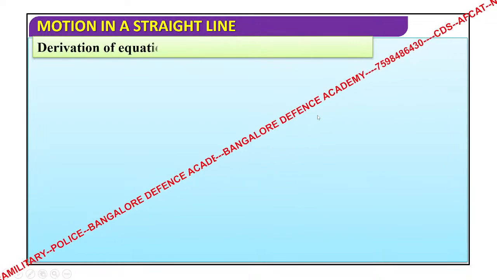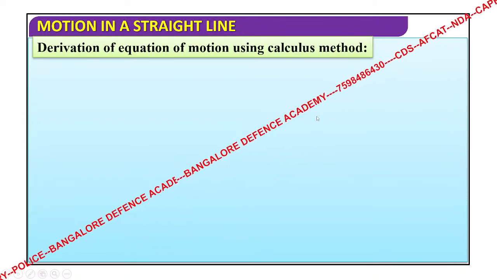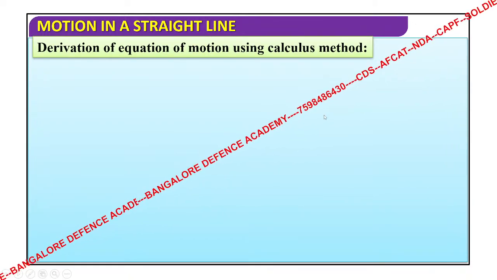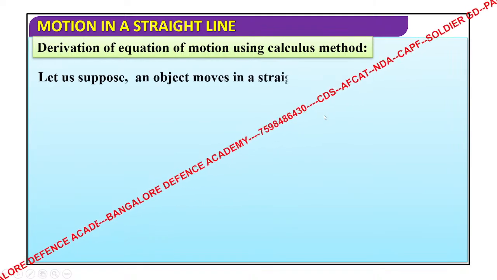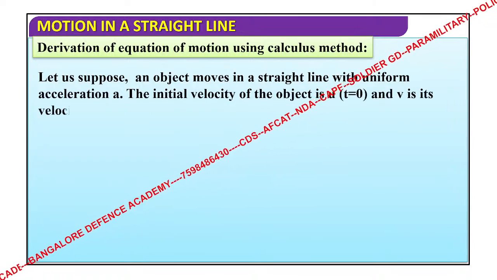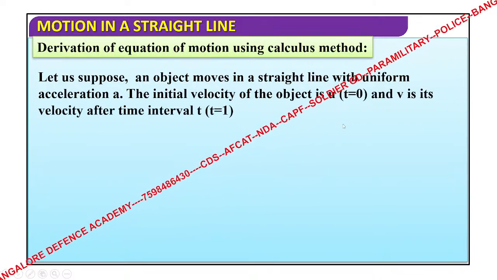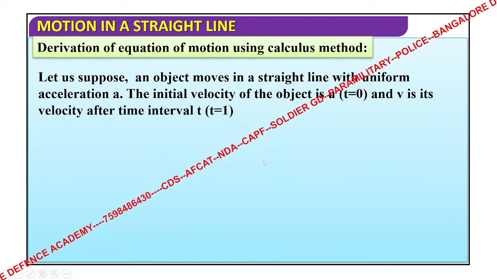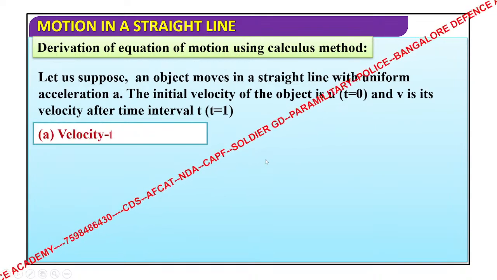Okay, look at this now. I'll just quickly run over these slides. Derivation of equations of motion using the calculus method. Let us assume there is an object moving in a straight line, and the initial velocity u is equal to 0, and the time interval will be t.